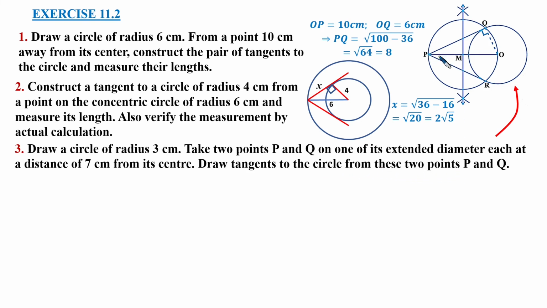So from this point P and the other side Q. So it is same as this. So I will not repeat here. So here it is only one side. Here you have to do for the other side also. 7 centimeters, just a mirror reflection will be there.